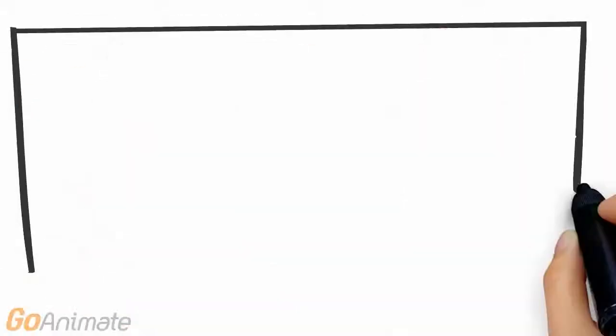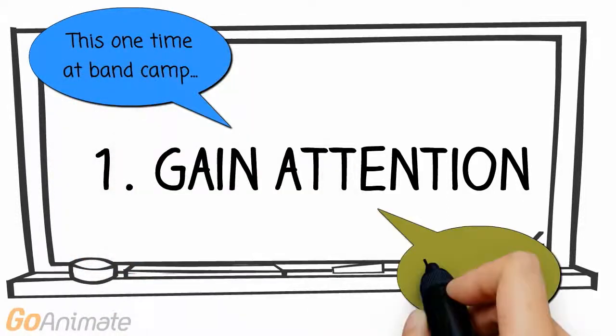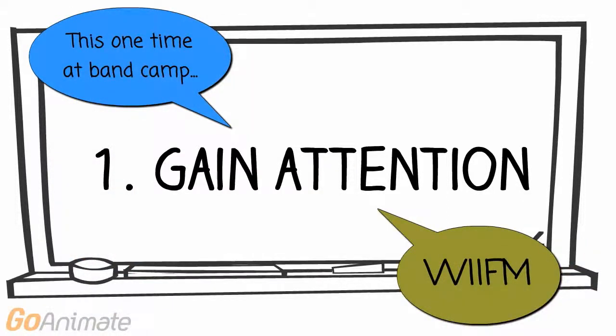The first step is to gain attention, to give the learners a stimulus to begin instruction. This can be done by starting with a story, or to provide the WIFM, or the what's in it for me, why this learning is going to be relevant to your audience.